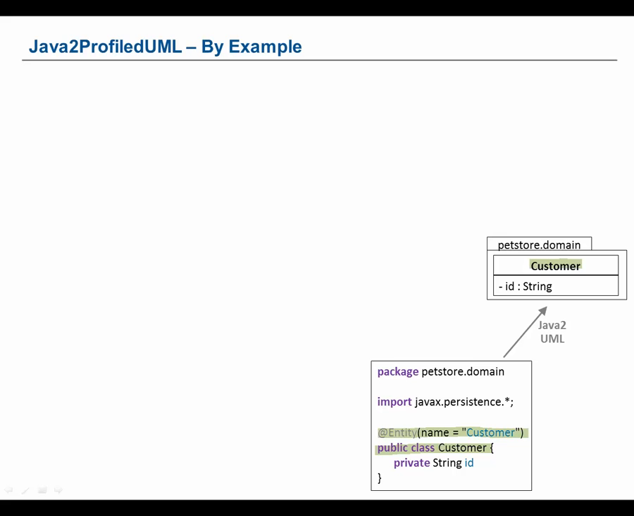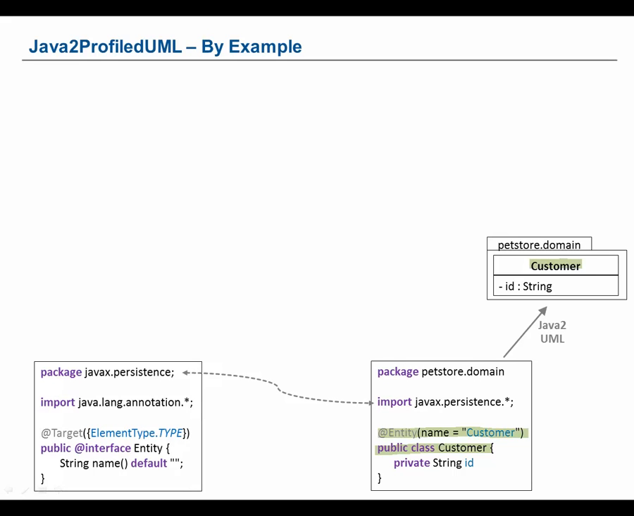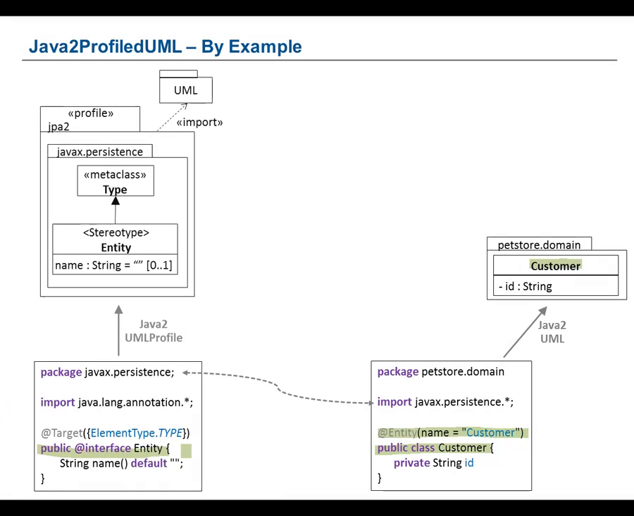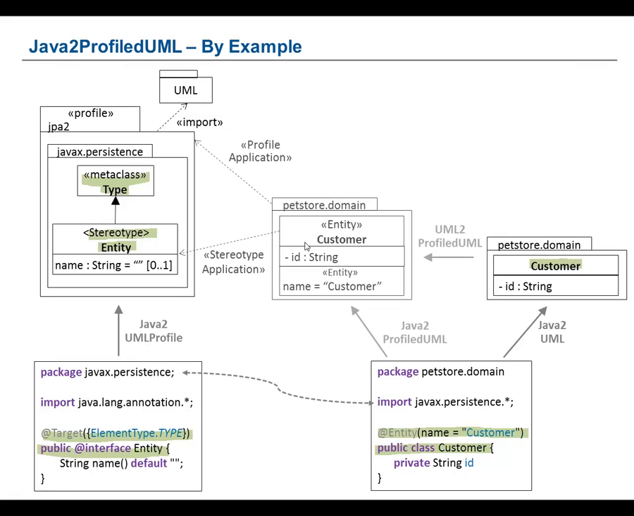Therefore, our approach also allows developers to automatically generate UML profiles from Java-based libraries which embrace annotations. The generated UML profile for the Java Persistence API provides the entity annotation in terms of a stereotype, which extends the UML metaclass type. The extended metaclass needs to conform to the defined target of the annotation declaration. By applying the entity stereotype to the customer class, we directly exploit UML's native extension mechanism for turning the reverse engineered UML class diagram into a profiled UML class diagram.